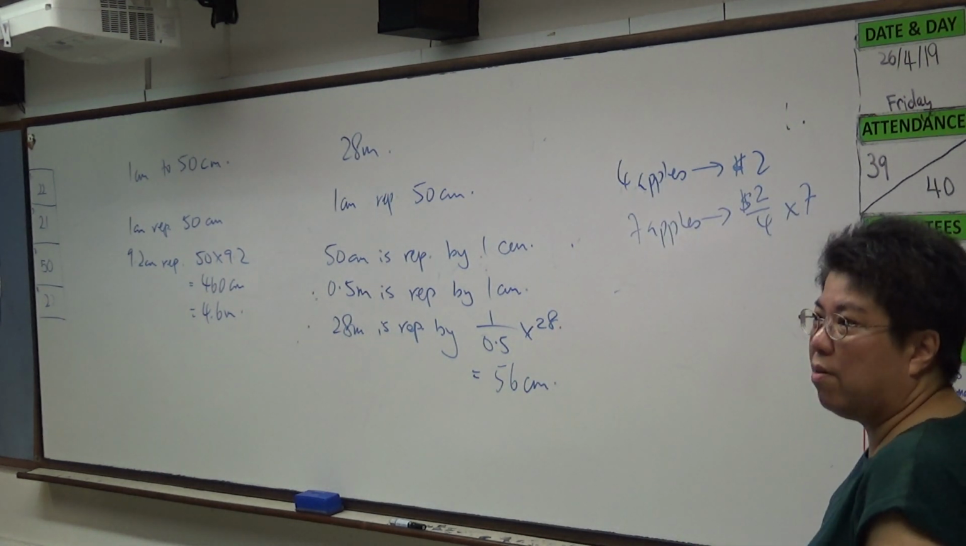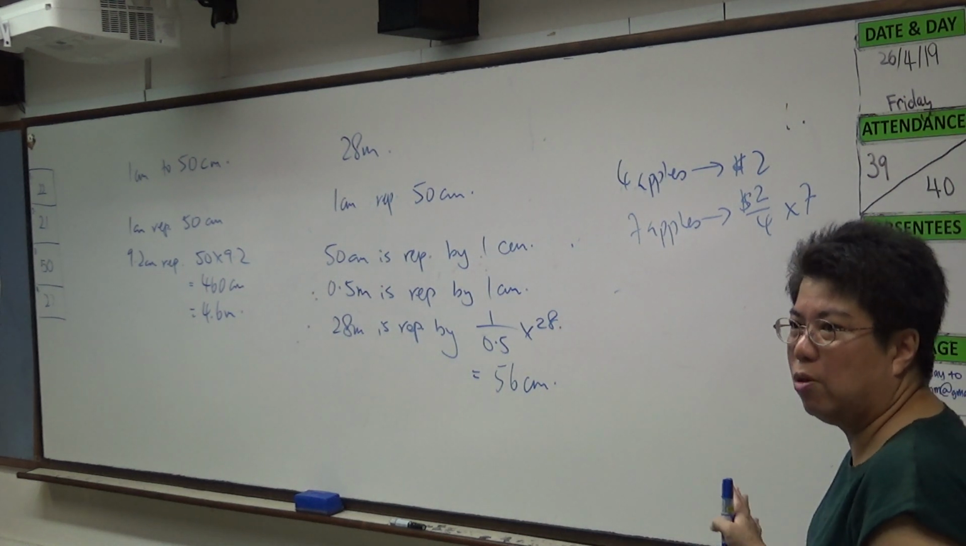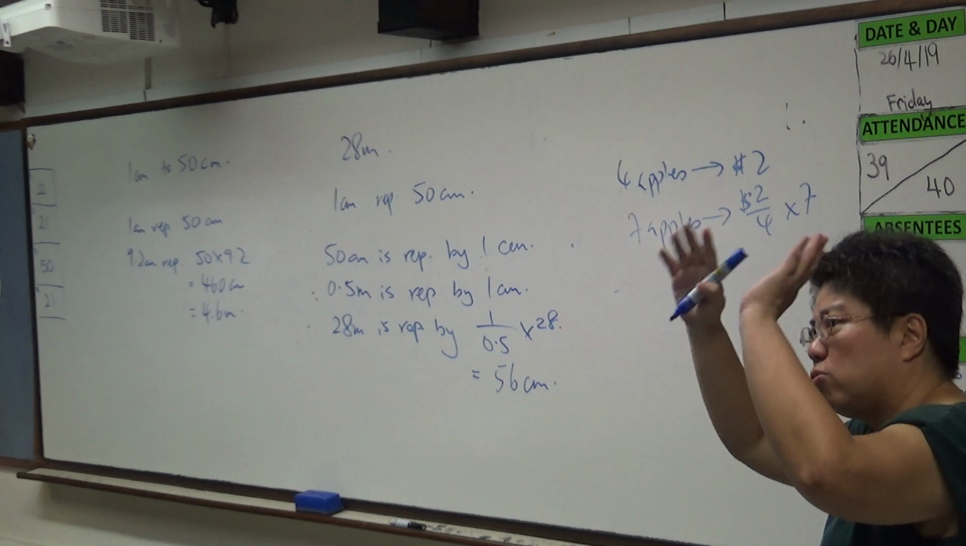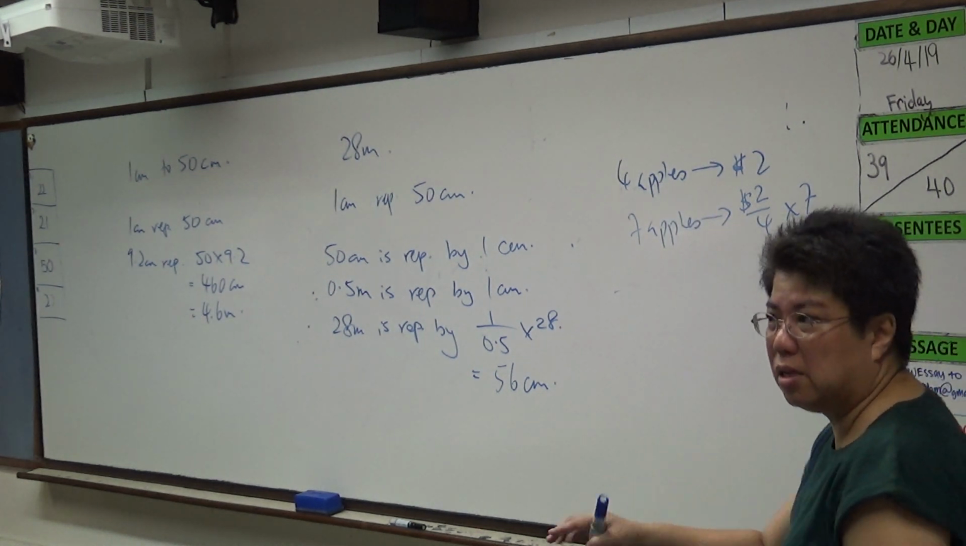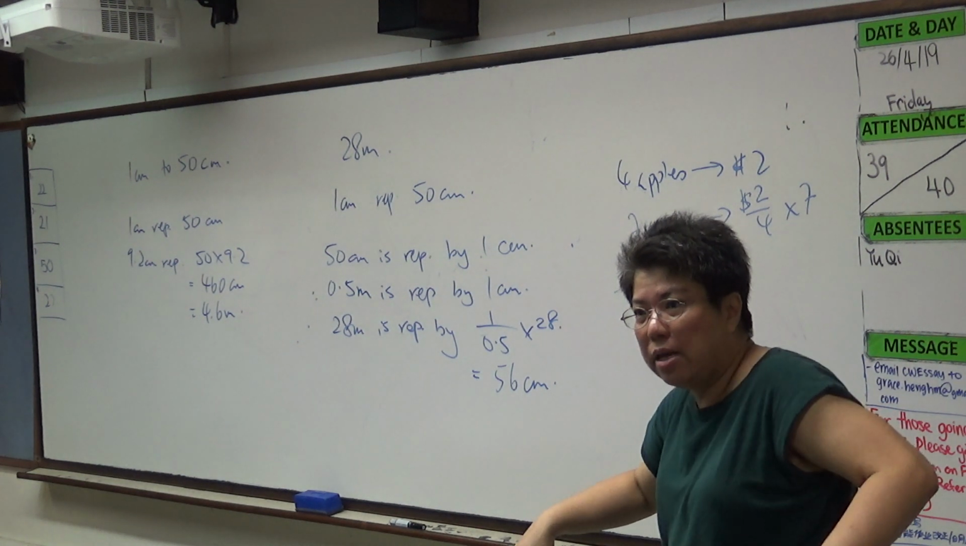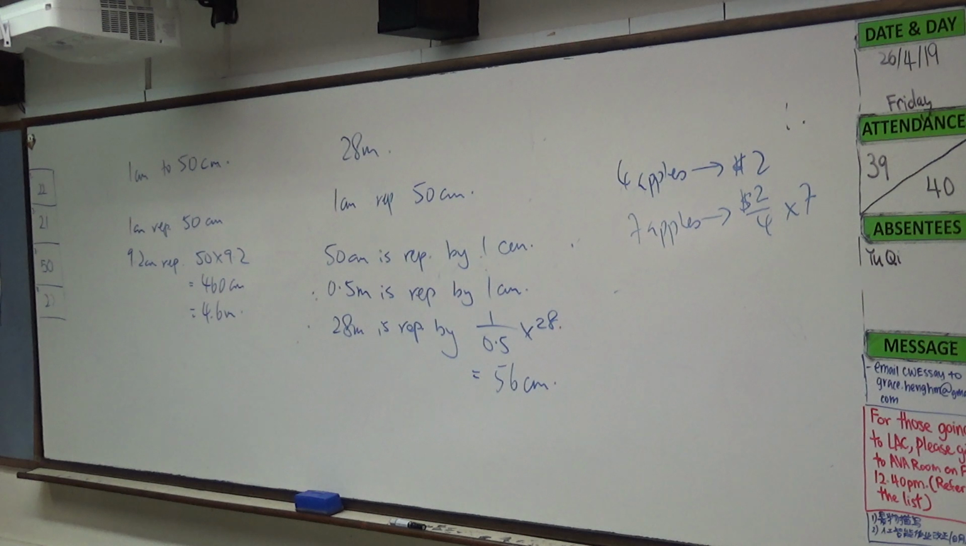Yeah, you can use 28 divided by 0.5, but when it comes to area scale, I'm scared you'll be confused, so adopting this method will be better. Because for area scale, you square both sides. I'll teach you later, don't worry. This is linear scale, that means just length only. Are you all okay? So it's 56 cm.